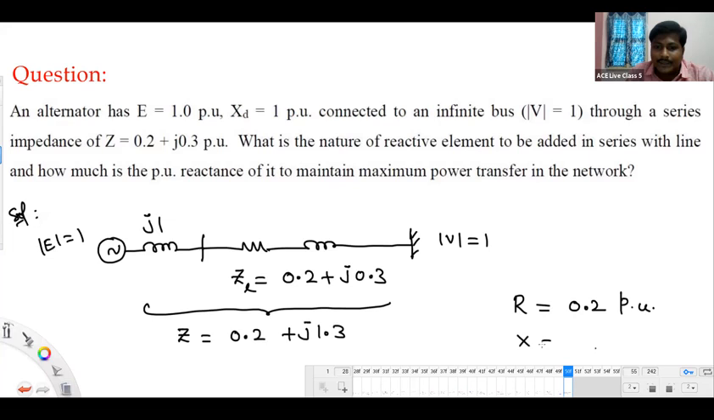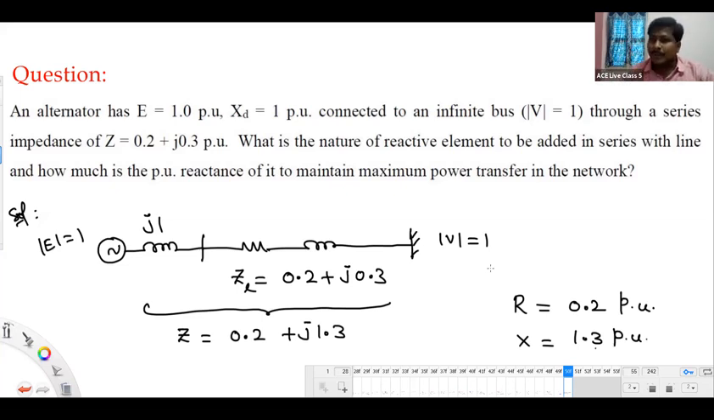What is the reactance of the network here? 1.2 per unit. Terminal voltage here, mod E, mod V. See, in the question, it didn't say clearly. He didn't mention clearly what condition we have to use to get the maximum power transfer, right? He didn't set that condition.